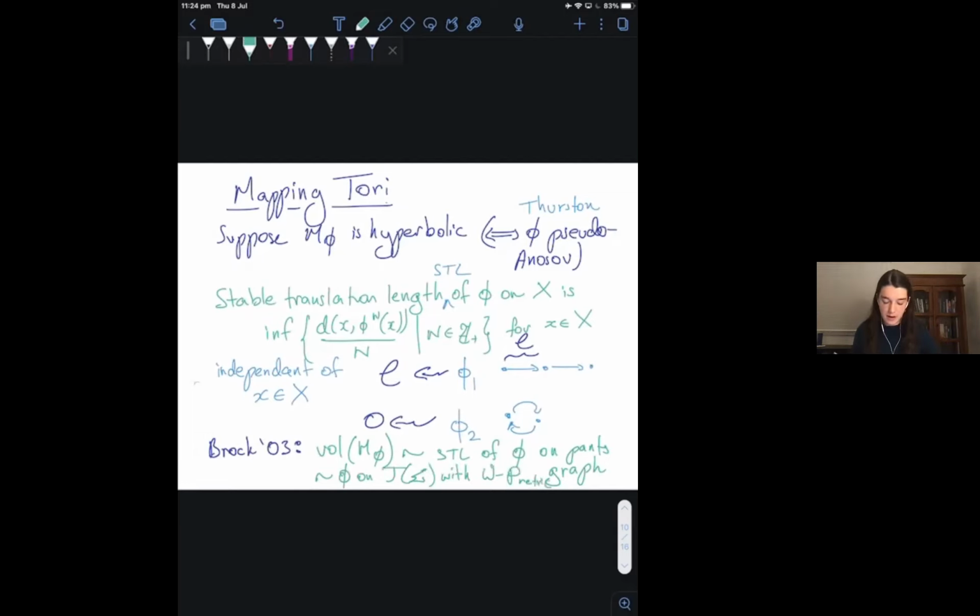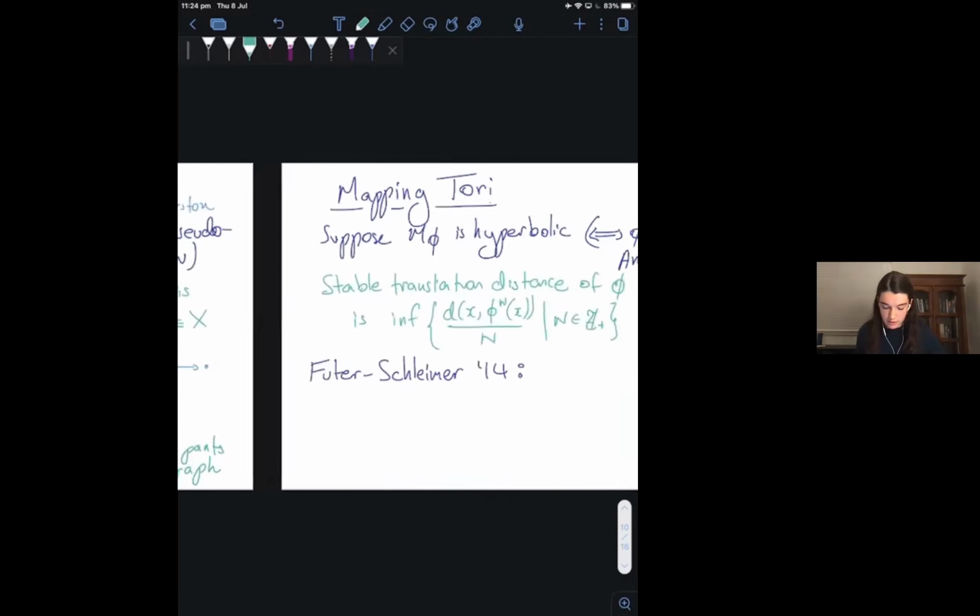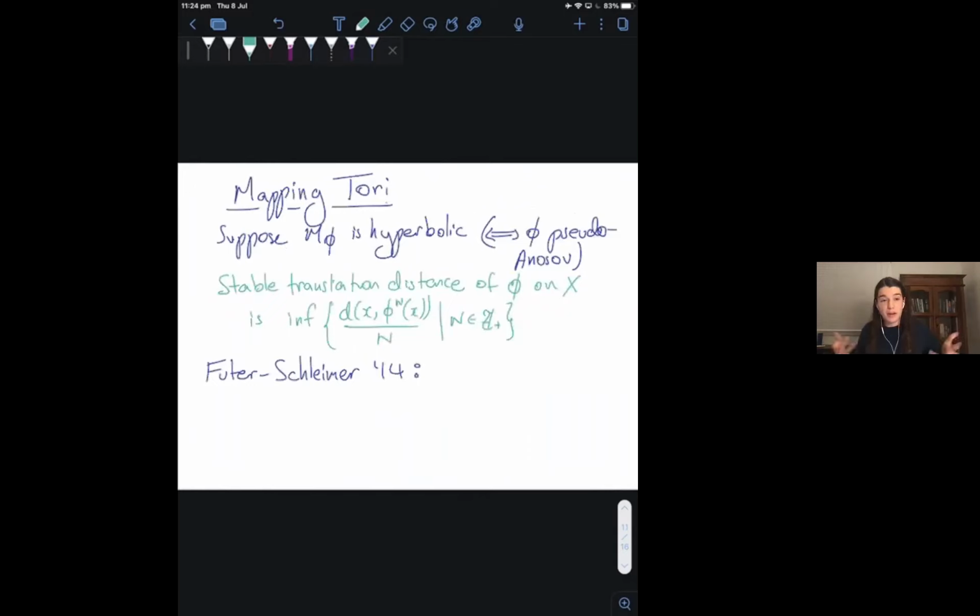But okay, another result in that direction: when Futer and Schleimer asked this question about the geometry and the dynamics, in that paper they proved the following result. When the surface that our phi was acting on has boundary, the volume of the cusps in our mapping torus grows, in a similar way, like the stable translation length of phi in the arc complex.